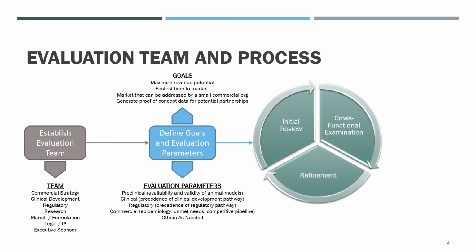With the team goals and parameters in place, the initial review of options can take place. Having cross-functional examination and discussion is important to help identify any gaps in needed refinement. This iterative process can take a couple of cycles, with the output being an evaluation score by each function for the options, which we'll cover in depth on the next slide.